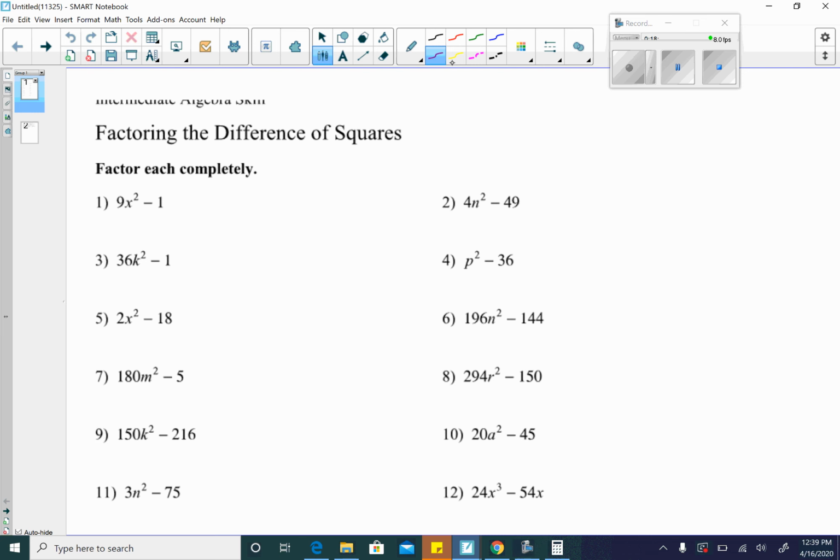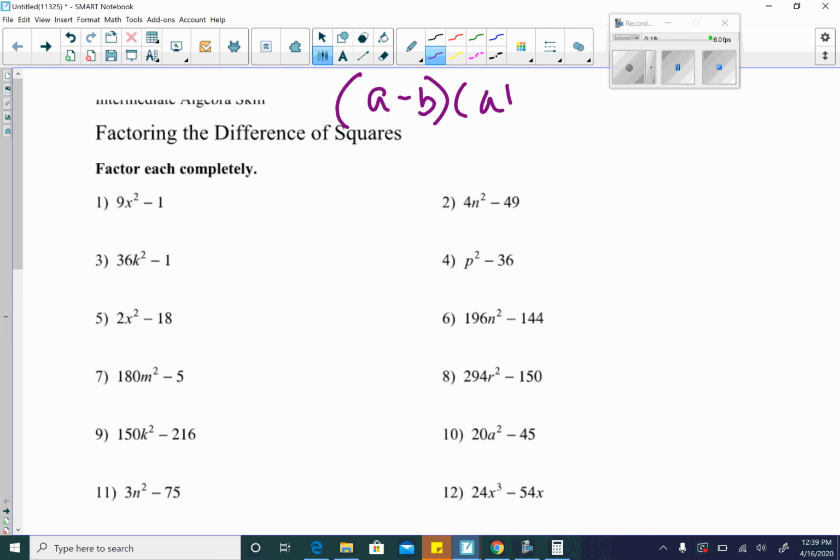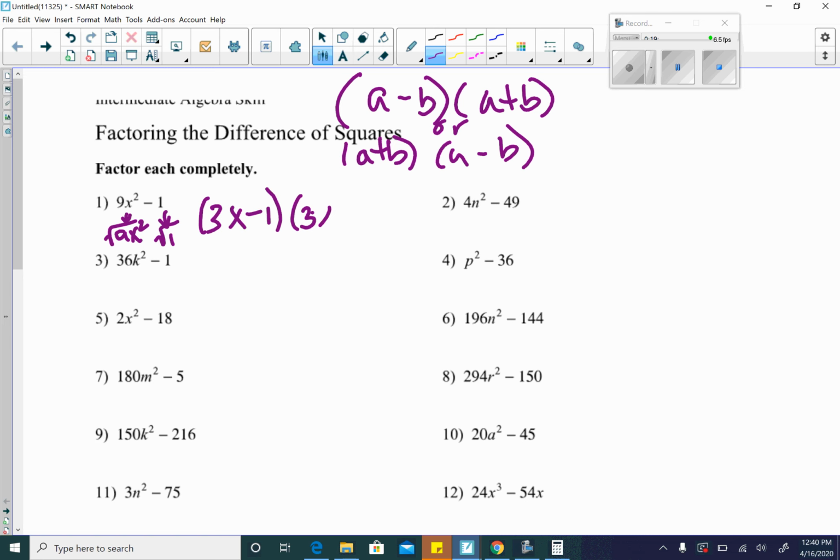Okay, and difference of squares, all we need to remember is a minus b times a plus b, or a plus b times a minus b, where we take the square root of a and we take the square root of b. So I can take the square root of 9x squared and the square root of 1. Guys, the square root of 1 is just 1. What is the square root of 9x squared? That's 3x. So I have 3x minus 1 times 3x plus 1. There's my A, there's my B.